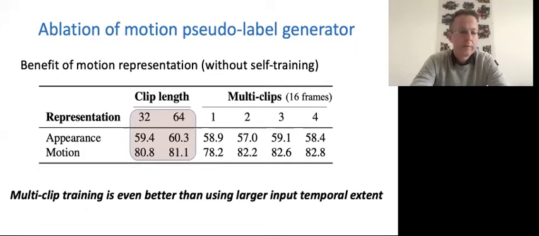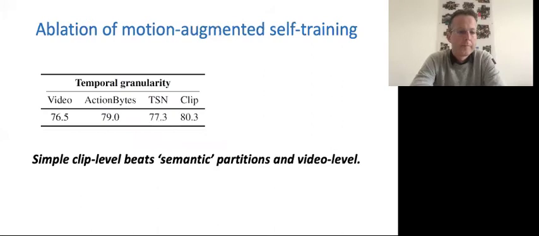So this multi-clip loss is effective too, and we recommend to use three multi-clips. Then we also ablated the motion augmented self-training. Here we looked into what is the temporal granularity that we should use to create these pseudo labels. So we used an entire video.